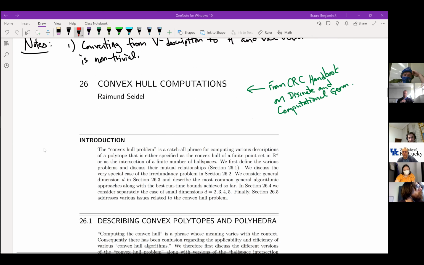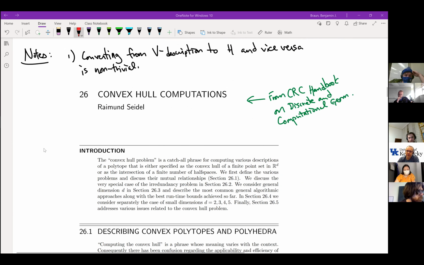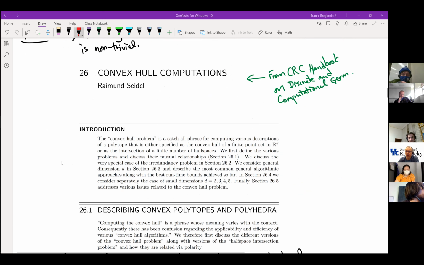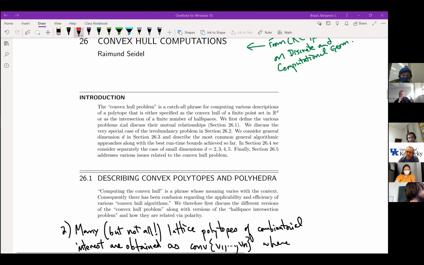Okay. All right, so let's make a few comments here. Now that we've seen V and H descriptions and some examples, what are some notes? First note is that converting from the V description to the H description and vice versa is very non-trivial. And this is just copy-pasted from the CRC Handbook on Discrete and Computational Geometry. There's a chapter by Seidel. I just want to read to you very briefly some of what he writes at the very beginning, which is: the so-called convex hull problem is a catch-all phrase for computing various descriptions of a polytope that's either specified as a convex hull of a finite point set in R^d or as the intersection of a finite number of half spaces.